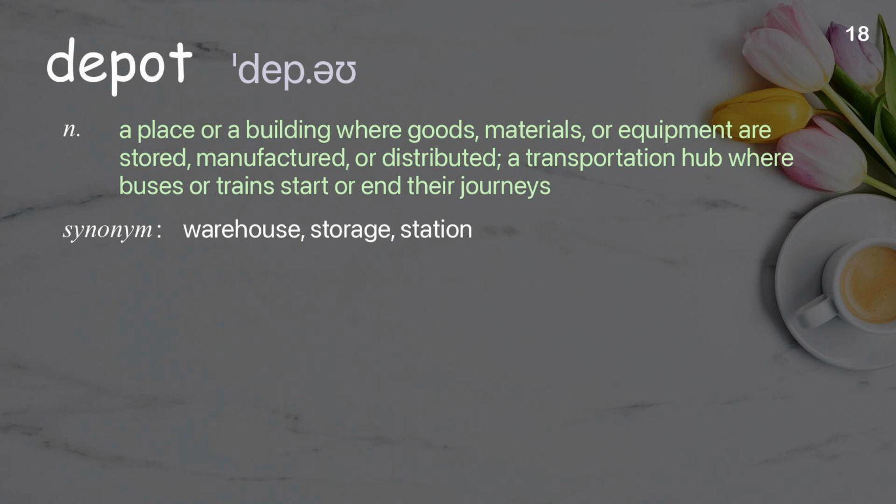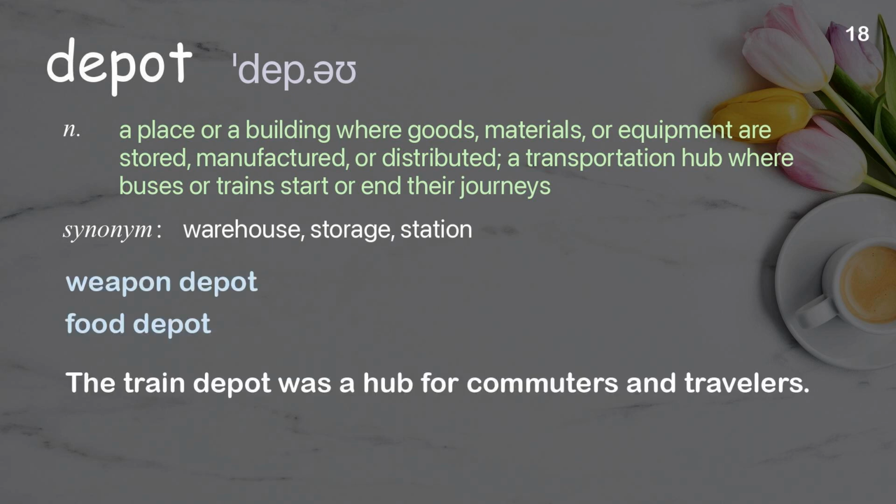Depot. A place or a building where goods, materials, or equipment are stored, manufactured, or distributed. A transportation hub where buses or trains start or end their journeys. Examples: Weapon depot. Food depot. The train depot was a hub for commuters and travelers.